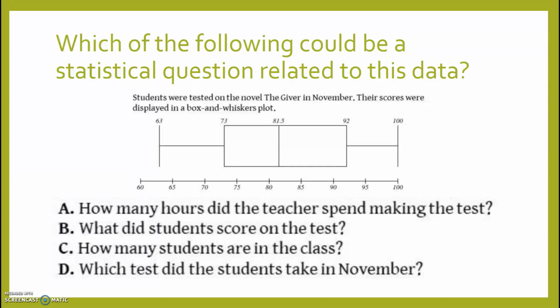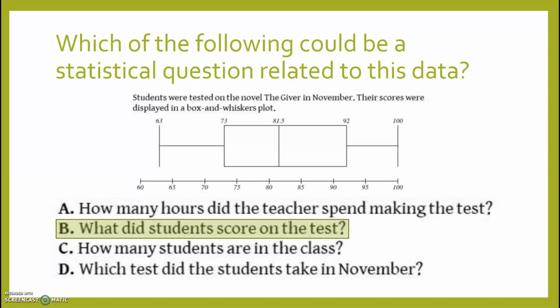B, what did students score on the test? Is it possible that the students could have had different scores on the test? Yes. B is a statistical question because there's variability. It's possible that every student could have gotten 100, but looking at the graph, we know that's not what happened.